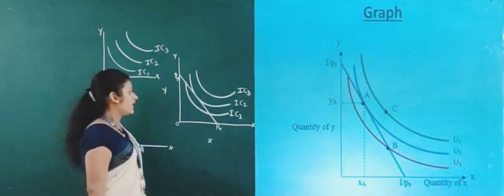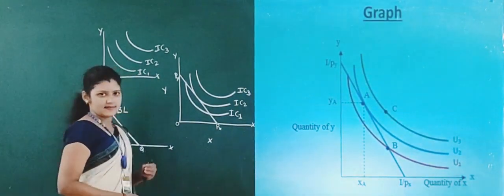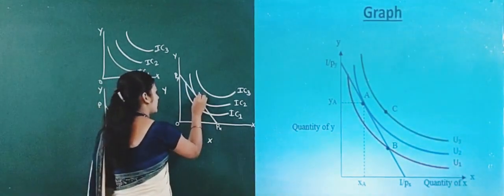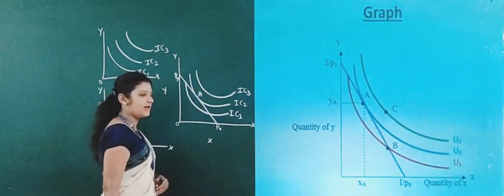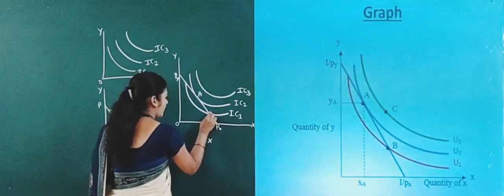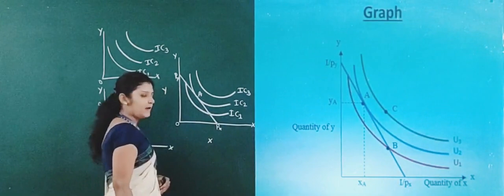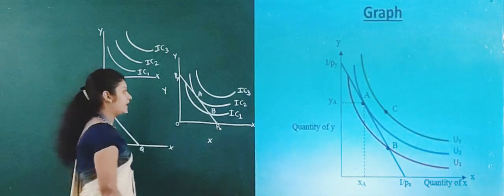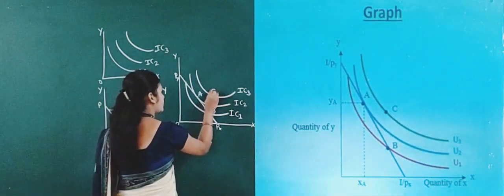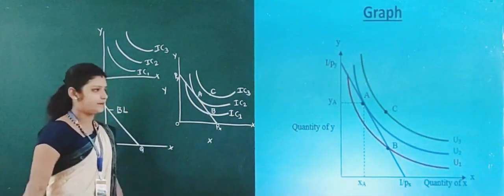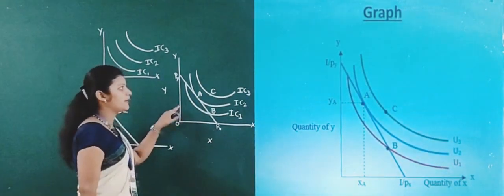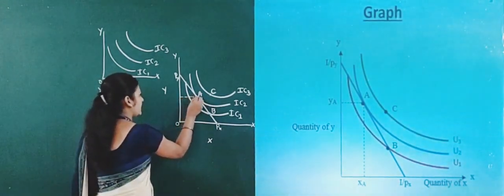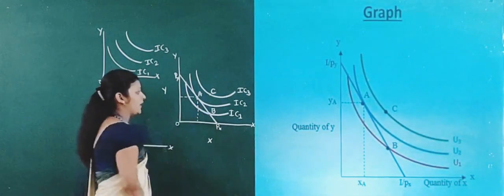Right? Here the choices of the consumer are what? There is a first optimal choice, that is A. Next, here there is a second optimal choice, that is point B, and this one is a third optimal choice, that is point C. Right? These are the optimal choices of the consumer. Now let's explain these points one by one.